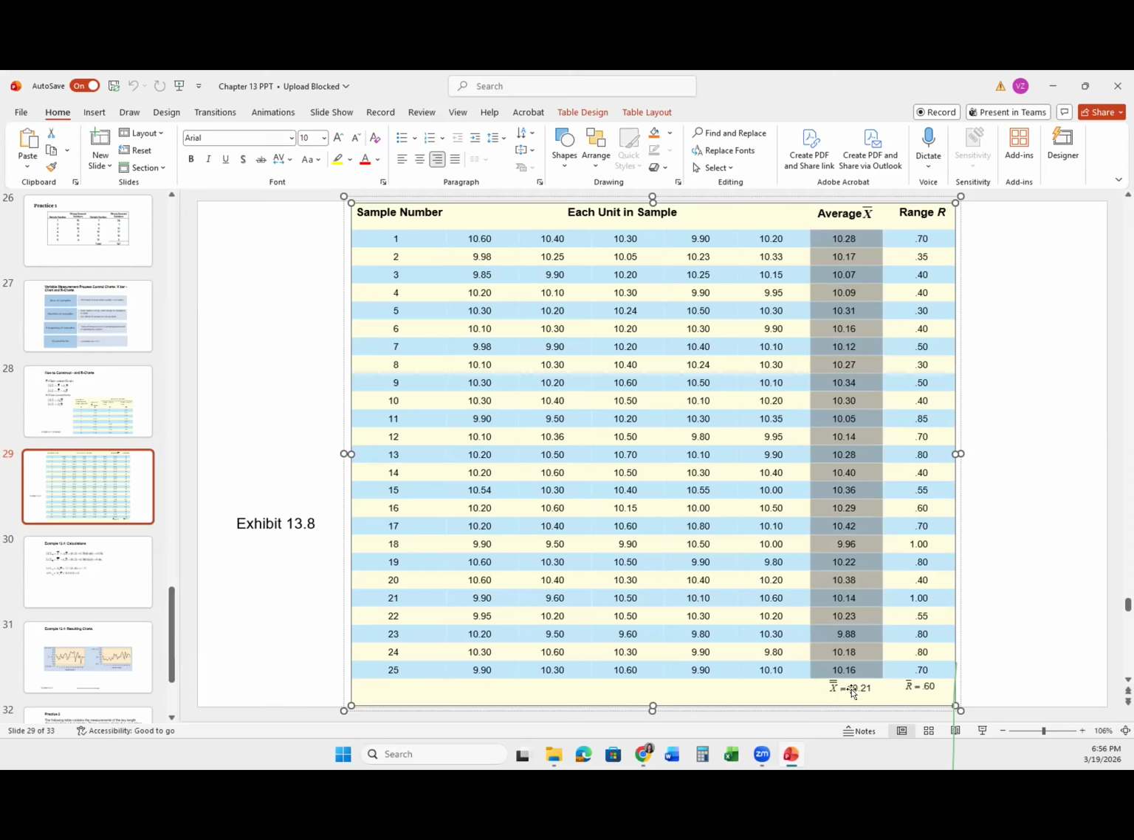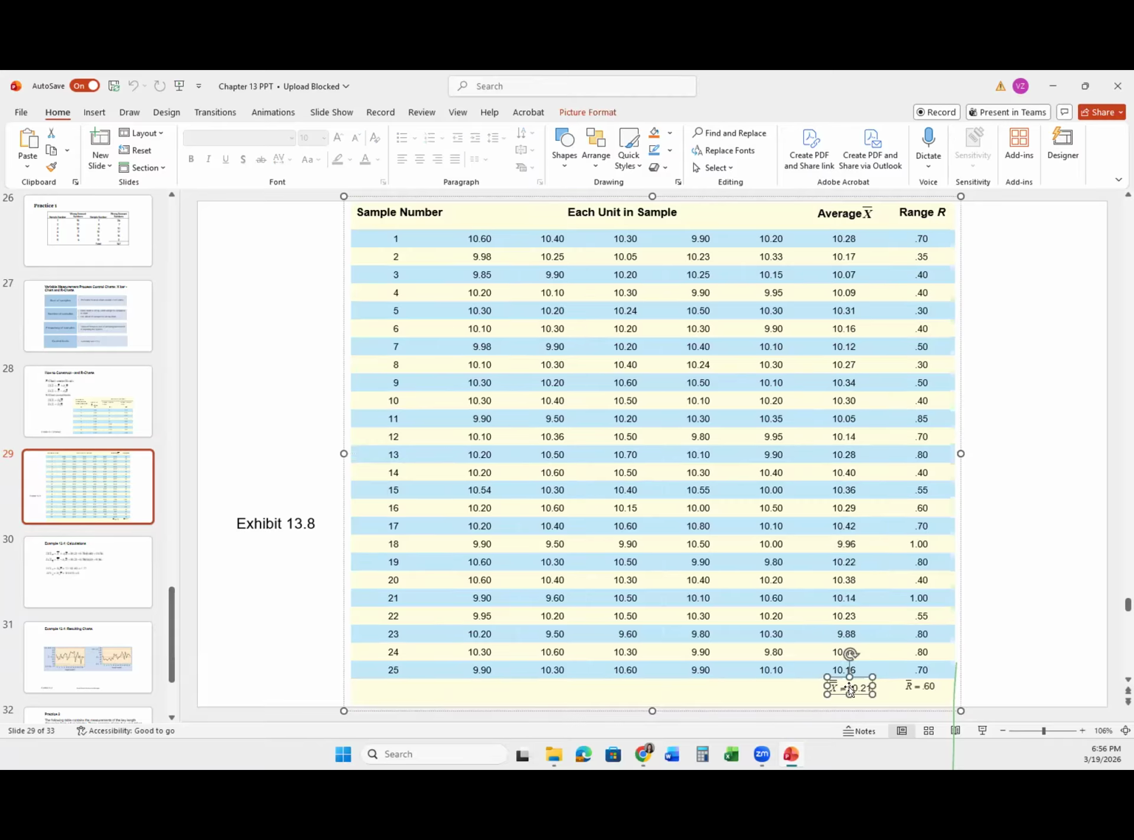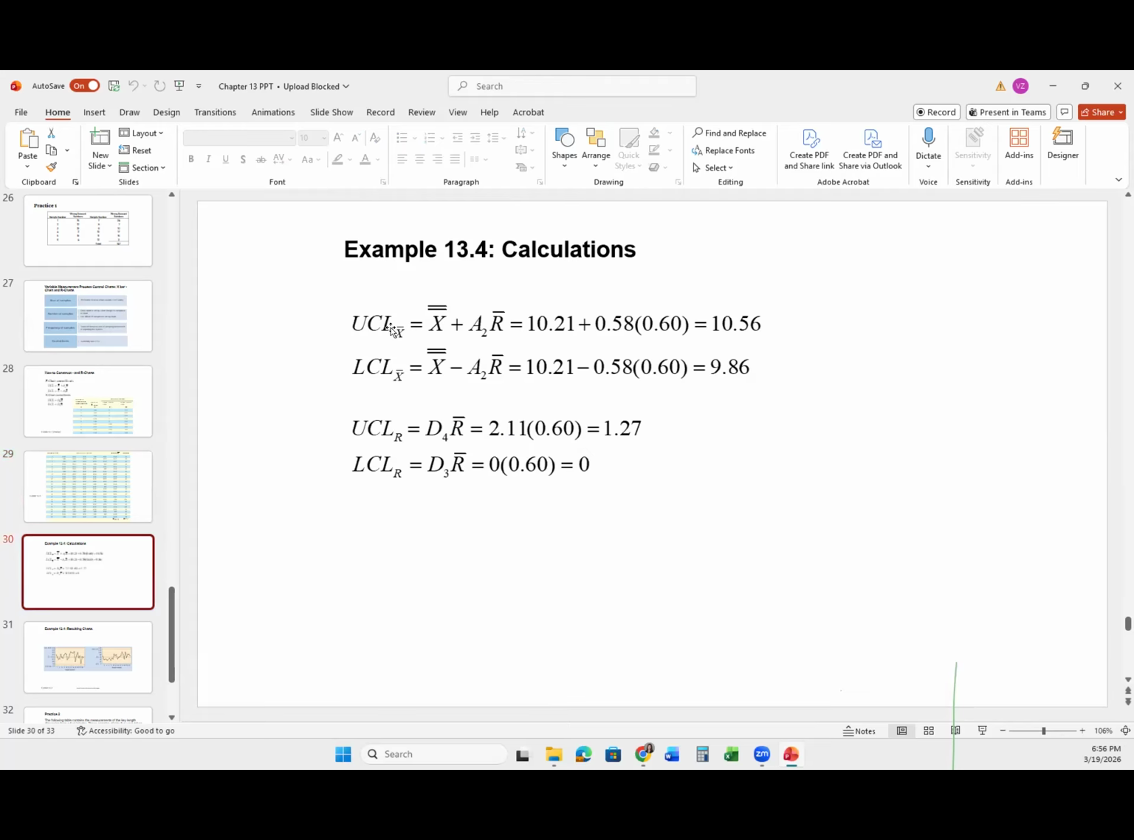And then you calculate the average for all the 25 numbers here. So you got the X double bar, 10.21. This is the overall average. Once you got this one, you will be able to find the upper and lower limits for the X chart.